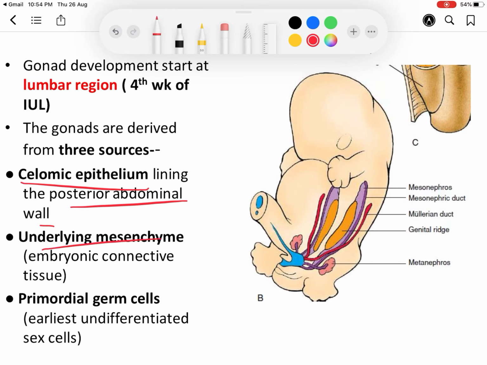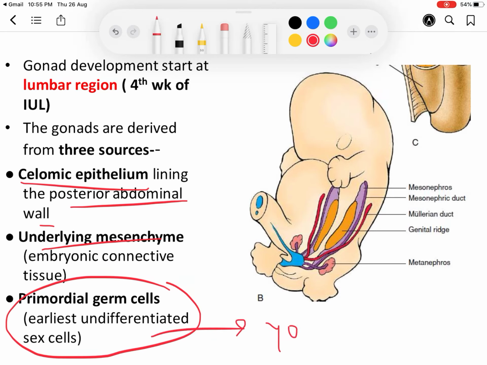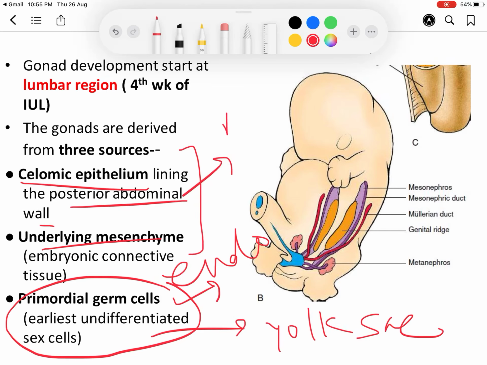And the underlying mesenchyme is the embryonic connective tissue. So coelomic epithelium and underlying mesenchyme. And the third source is the primordial germ cells, which are called undifferentiated sex cells or primitive sex cells, coming from the yolk sac. The yolk sac is endodermal, so these primordial germ cells are endodermal in origin, but coelomic epithelium and mesenchyme are both mesodermal.